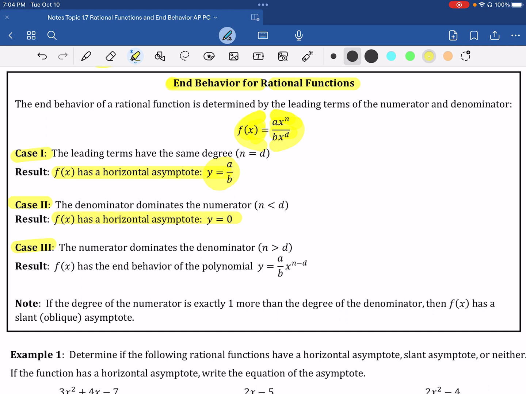And then this last case is, what if the numerator dominates? This is saying if the degree of the numerator is greater than the degree of the denominator, then you have end behavior that follows a linear function, really. It's always going to be the leading coefficient over the leading coefficient times x to the degree of the numerator minus the degree of the denominator. And a special note: if the degree of the numerator is exactly one more than the degree of the denominator, then we have a slant, or sometimes called oblique, asymptote.